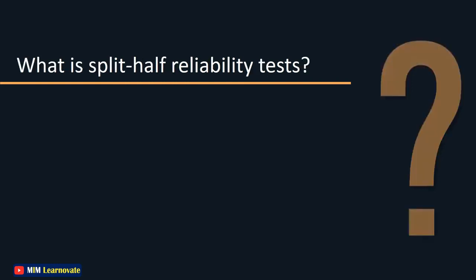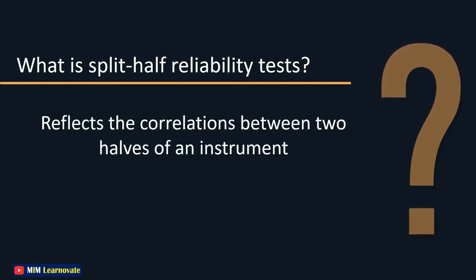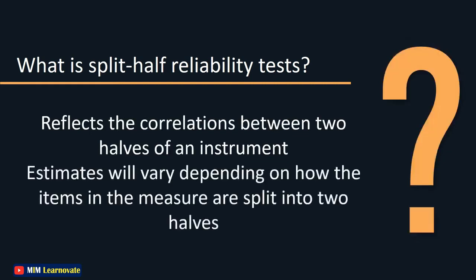What is the split-half reliability test? Split-half reliability reflects the correlations between two halves of an instrument. The estimates will vary depending on how the items in the measure are split into two halves.